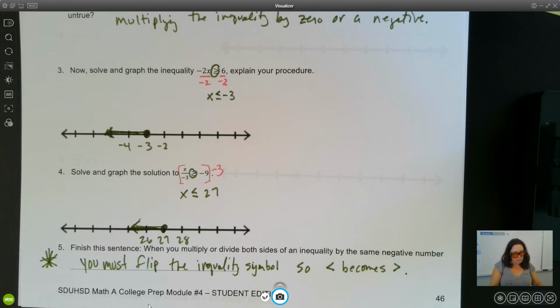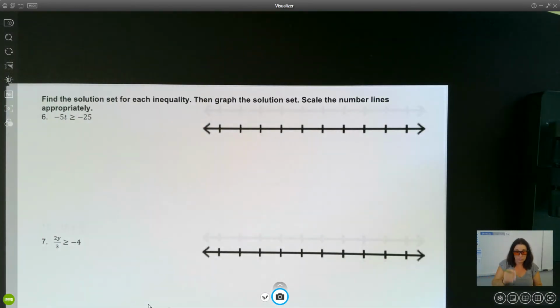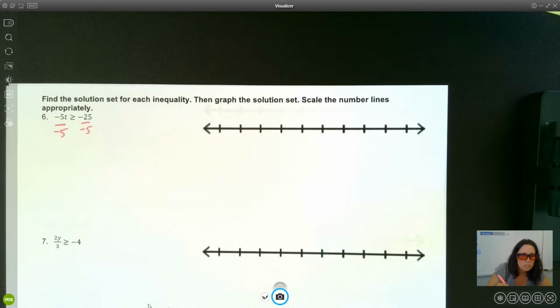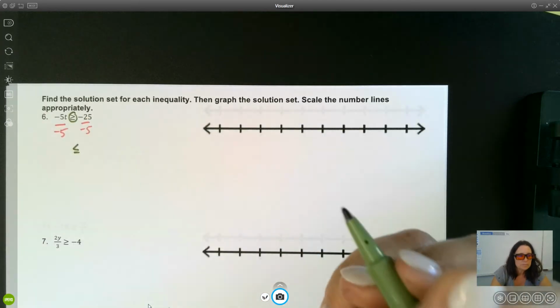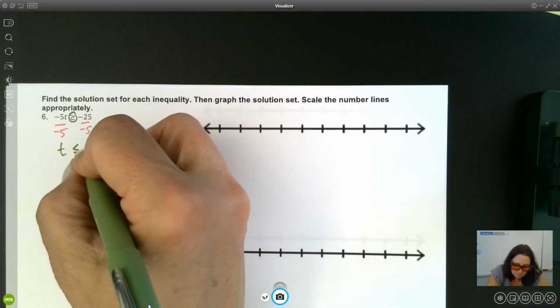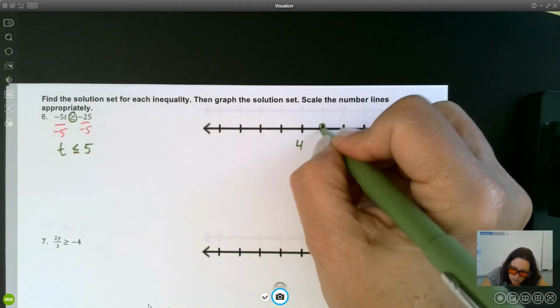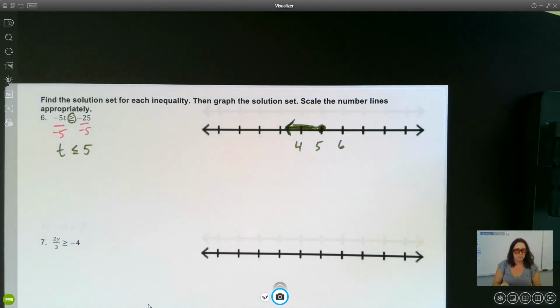Okay, all right, now that you understand the behind the scenes about that, it's a rule. It's a rule, okay? So you have to ask yourself, am I multiplying or dividing by a negative? If so, I need to flip the inequality over. Okay, so this guy, notice that number I just wrote down, divide by a negative something. I better flip that. So that's going to be t is less than or equal to 5. 4, 5, 6, closed circle, shaded this way. We'll come back and check a couple at the end like we did on the last lesson.